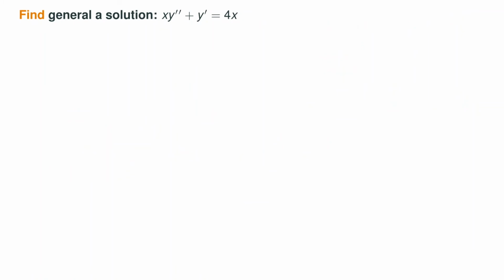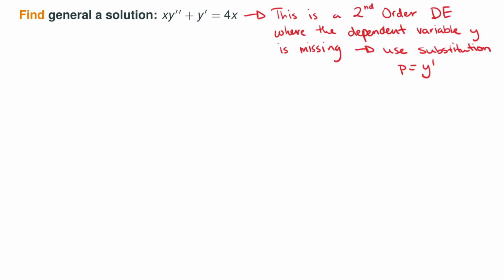Now, as we look at this next differential equation, we see that we have a second derivative listed. So this is a second order differential equation, and we have the second derivative of y, we have the first derivative of y, but one thing that we note is that the term y itself is missing from the differential equation, and this will indicate a helpful substitution.